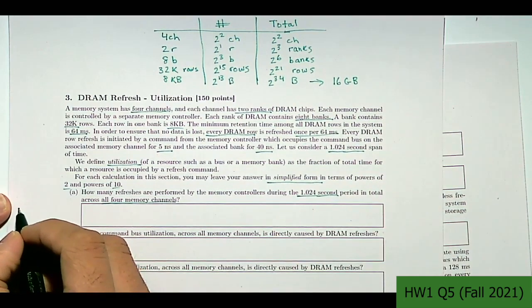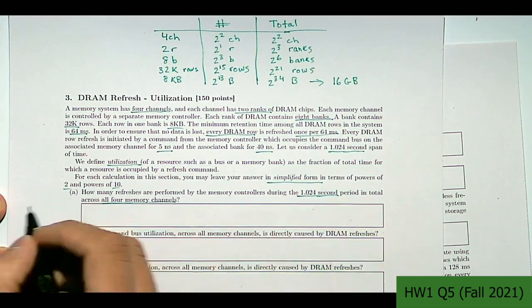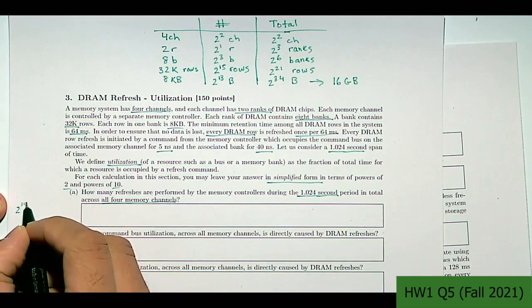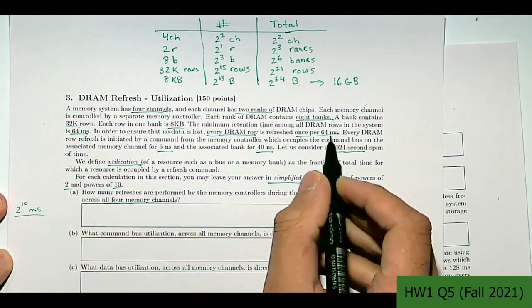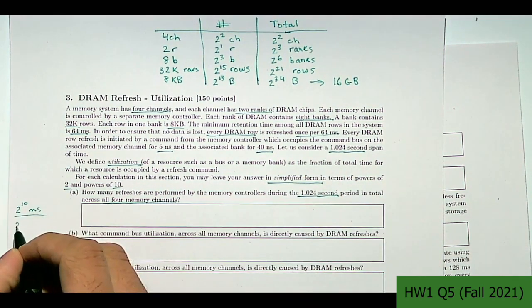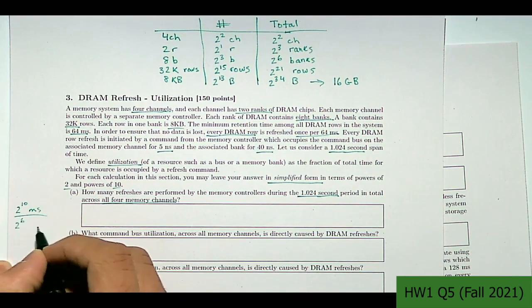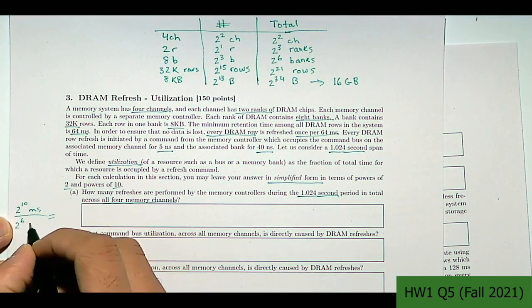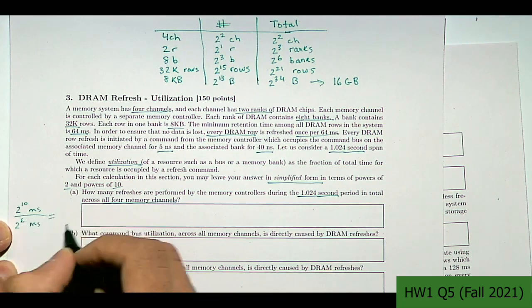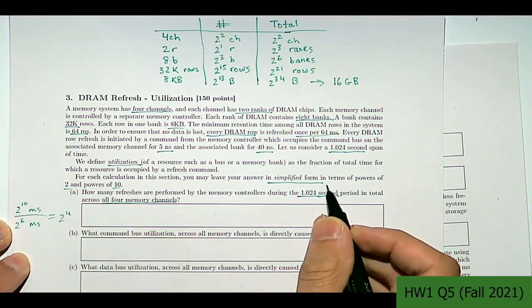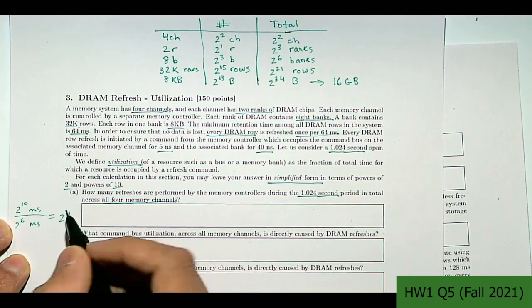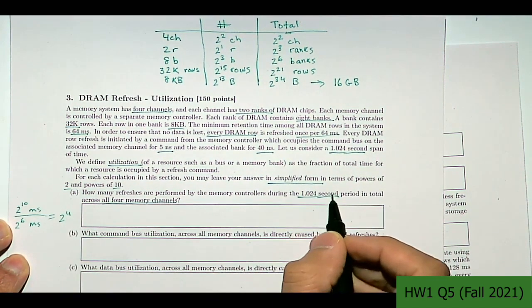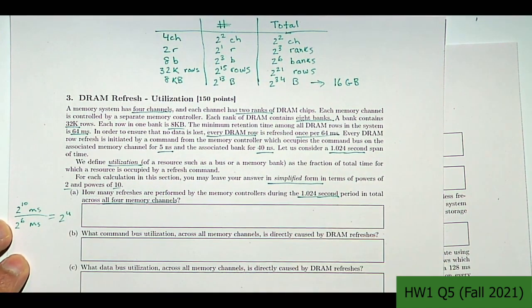We have 1.024 seconds, which is 1024 milliseconds, so 2 to the 10 milliseconds, and we divide by 64 milliseconds, which is 2 to the 6 milliseconds as well. We end up with 2 to the 4 of these periods, so there are 16 refresh periods throughout this interval. And for each period, we refresh all of the DRAM rows.